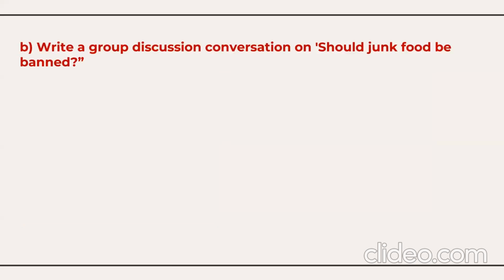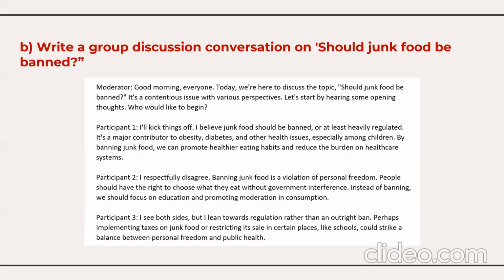Now you have one more option. If you don't like the Pechakucha presentation, then you can opt for a question on the group discussion conversation: should junk food be banned? Means to say a topic will be given. You need to create a script for the GD, for the group discussion. So remember, when you create the script, you have a moderator for the group discussion, then you have the participants, 4-5 participants. So you need to create the dialogues linking with each and everyone's dialogue.